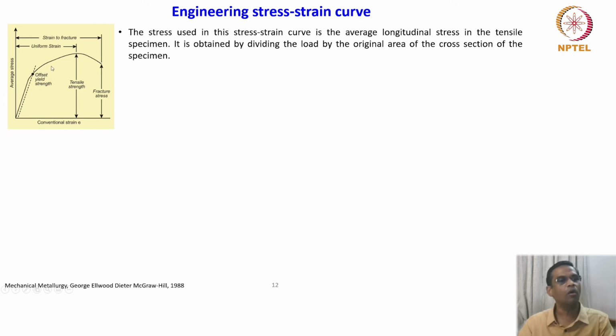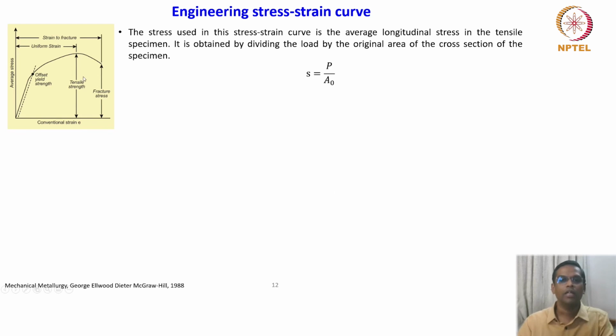We will see how exactly we can do that. And there is something called uniform strain, which goes up to the maximum, and the strain to fracture up to the fracture point. And then you have offset yield strength, tensile strength, and the fracture stress. So many parameters are already denoted on this stress strain plot. So we will thoroughly look at all of them one by one, very slowly.